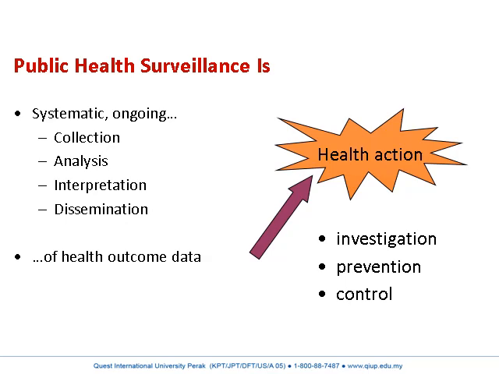Public health surveillance is systematic, ongoing collection, analysis, interpretation, and dissemination of health outcome data for health action. Health action can be further investigation, preventive activities, or control activities. So, systematic, ongoing collection, analysis, interpretation, and dissemination of health outcome data for doing health action.